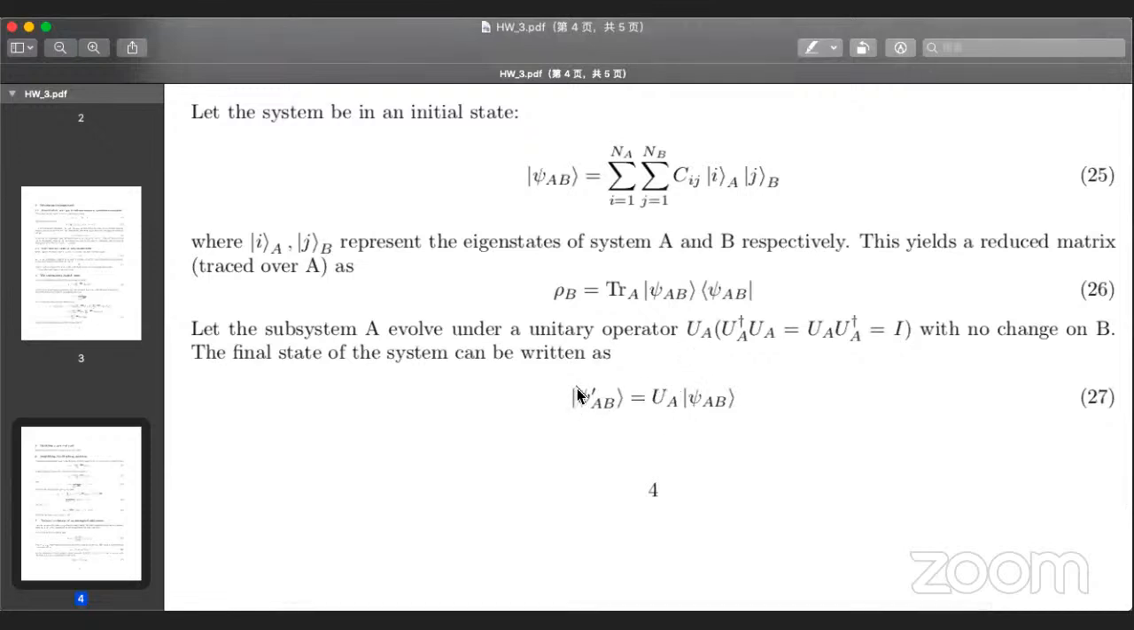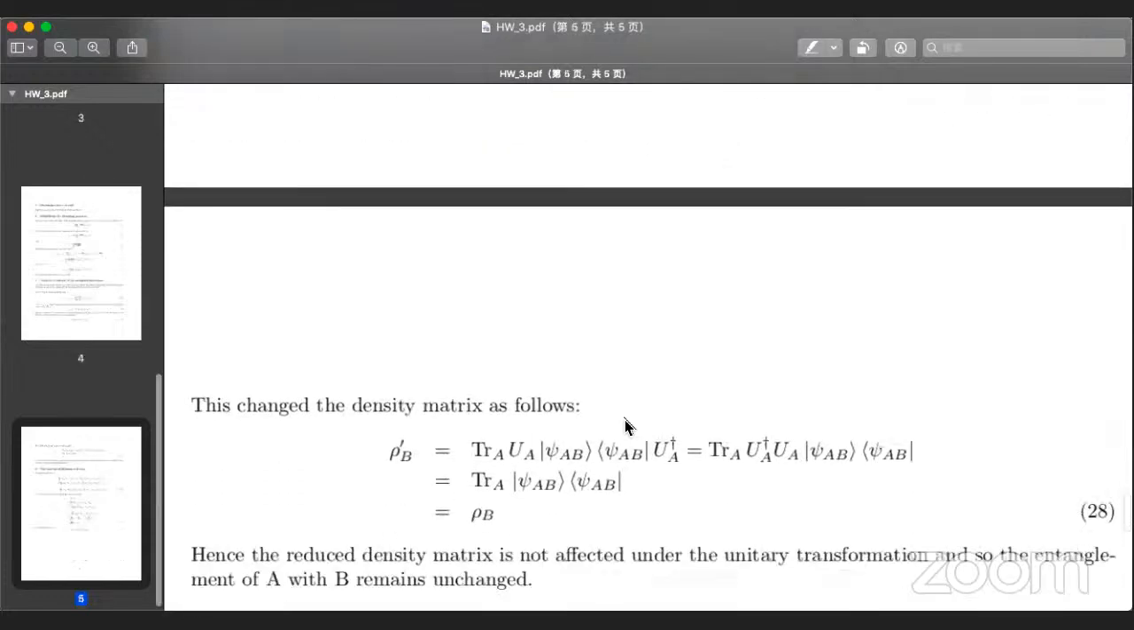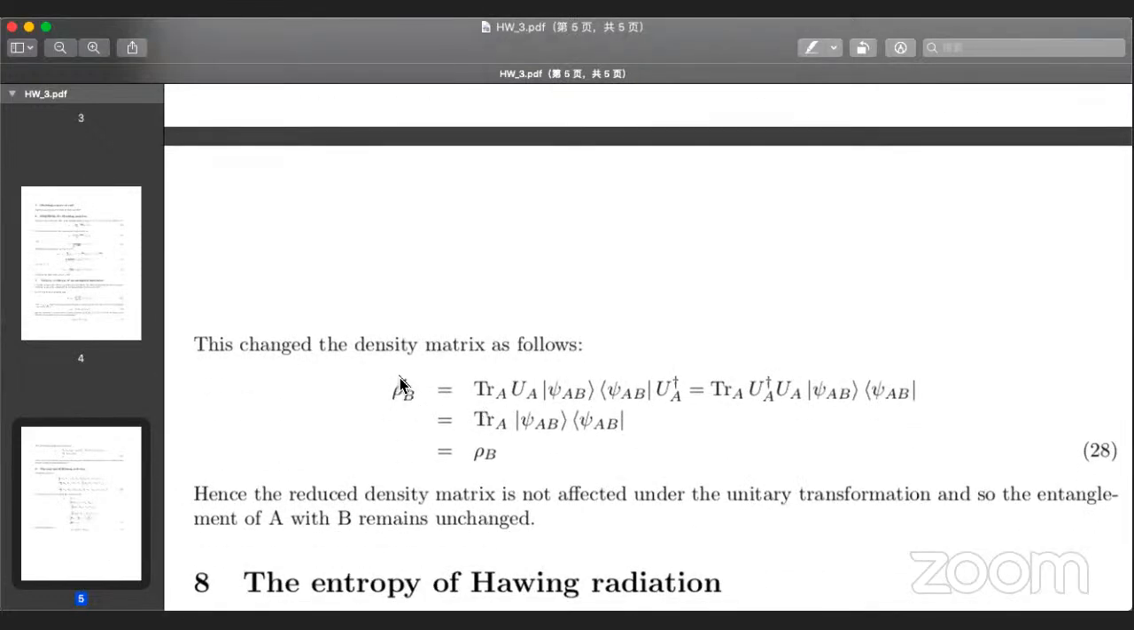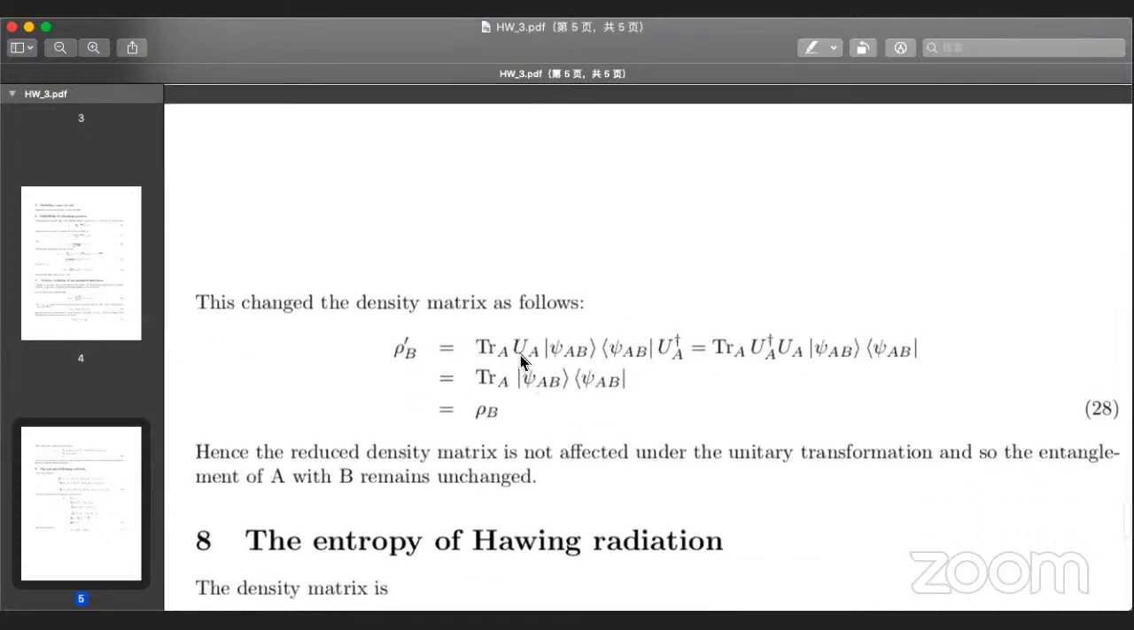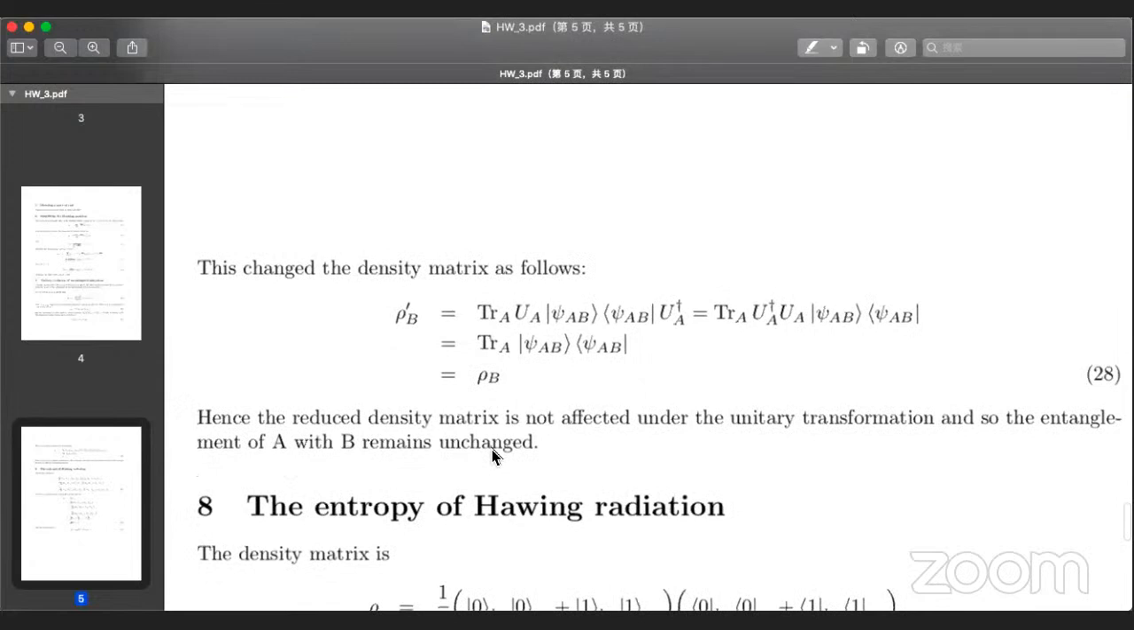So we get a new state. Then the reduced density matrix becomes this. So we have the unitary for the ket and also the unitary for the bra. Because we trace over the system A, we can use the cyclic property for system A and move this U dagger to this side, and so we get the old density matrix. So that means a unitary matrix for one of the systems cannot change the entanglement entropy between the system A and B.